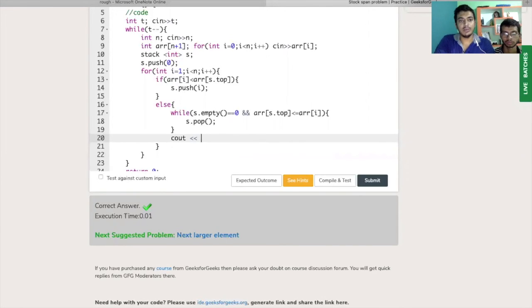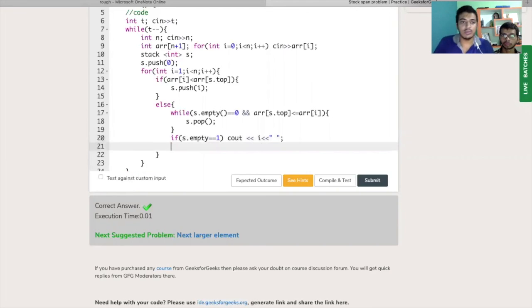First of all, I'll check if the stack is empty. Then I'll print only the index of the current element. Else, I'll print the current index minus the index at the top of the stack.